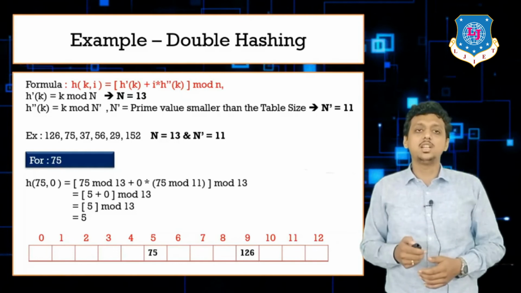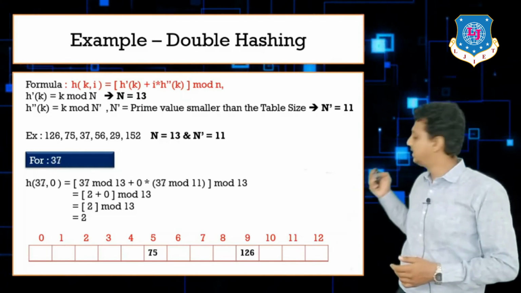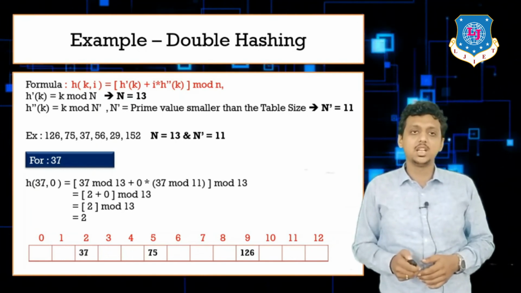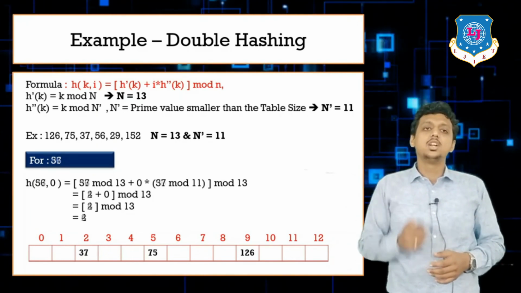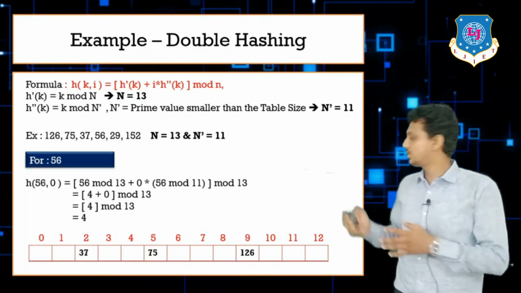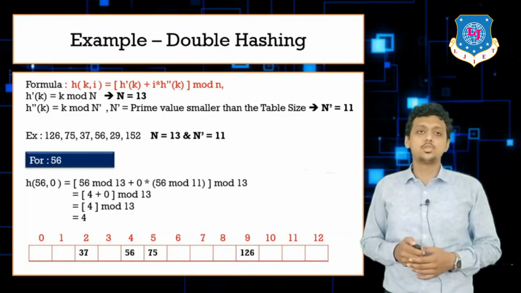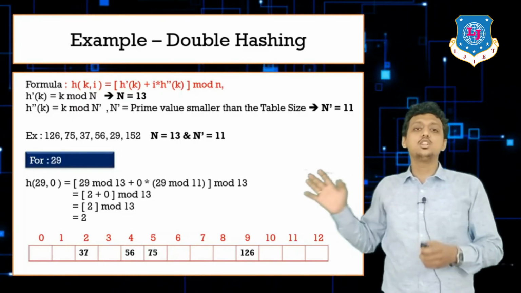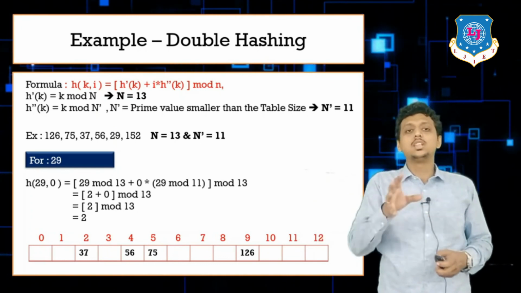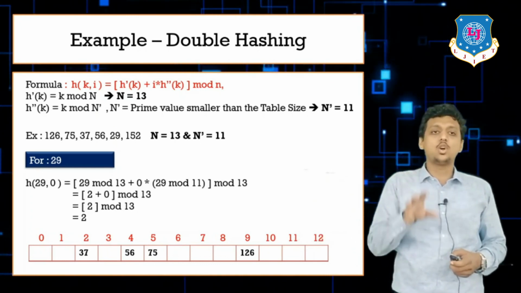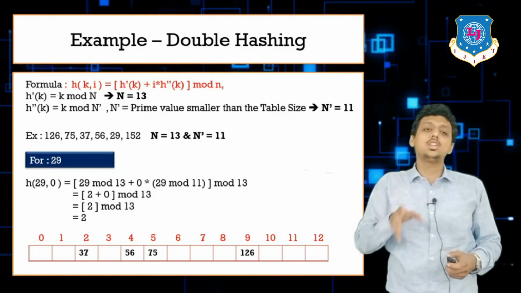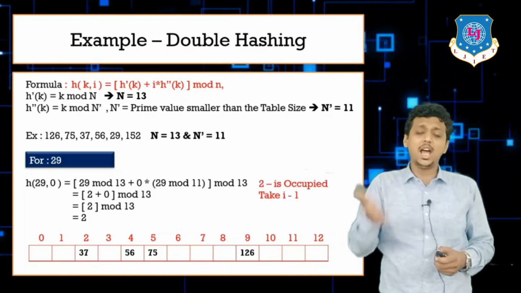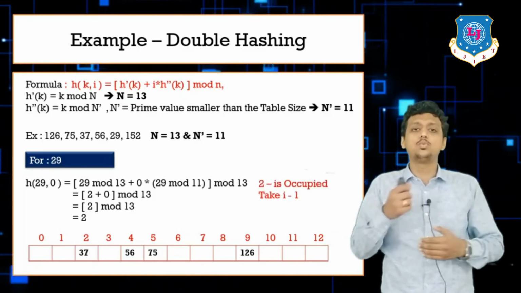Now next we have 37. 37 returns 2, which means 37 is inserted at the 2nd position. Next we have 56, which returns 4, so 56 is inserted at the 4th position. Now next we have 29. See, 29 returns 2, which means the 2nd position is already occupied by 37, so you cannot insert 29 there. So you need to increment your i, from 0 to 1.